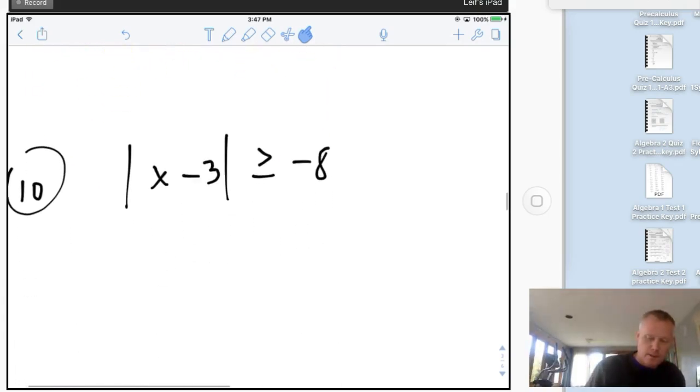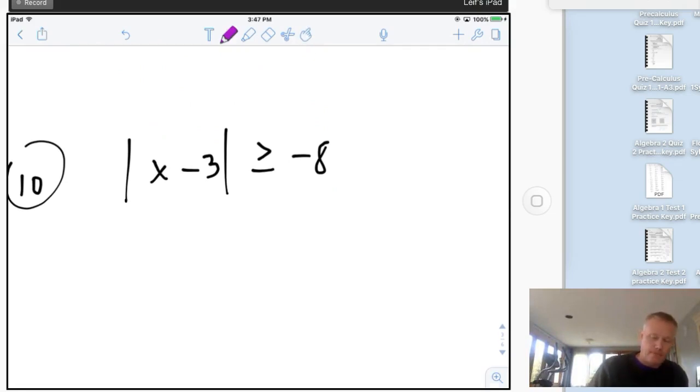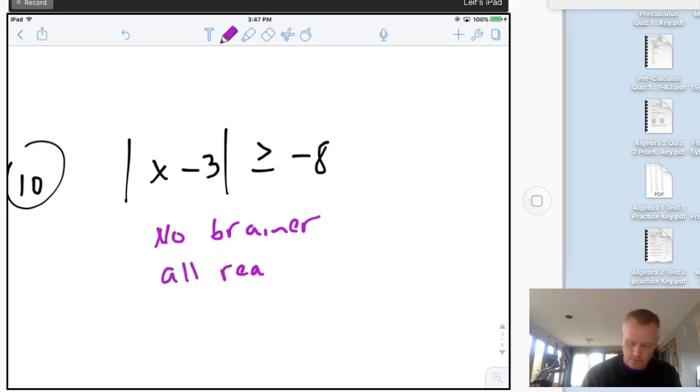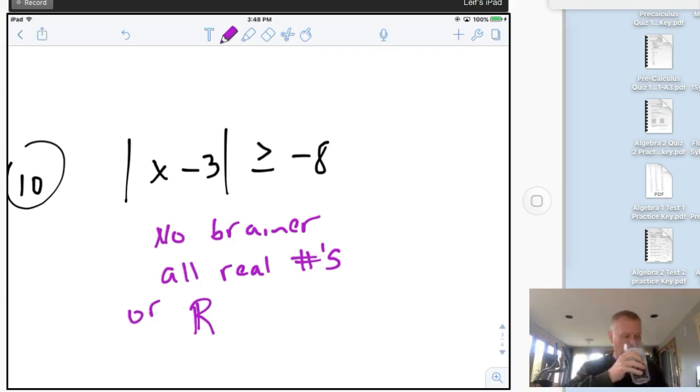Next, this one. This one's called a no-brainer. Tell me a number that you take the absolute value of and is greater than -8. Well, that's all of them. Okay. Or write it like that. The R with the double line is another way of saying all real numbers. So that's your solution there.